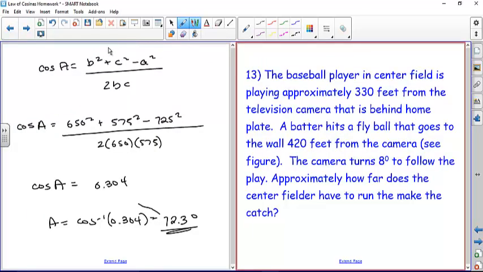The baseball player in center field is playing approximately 330 feet from the television camera that is behind the home plate. A batter hits a fly ball that goes to the wall 420 feet from the camera. See the figure. The camera turns 8 degrees to follow the play. Approximately how far does the center fielder have to run to make the catch?